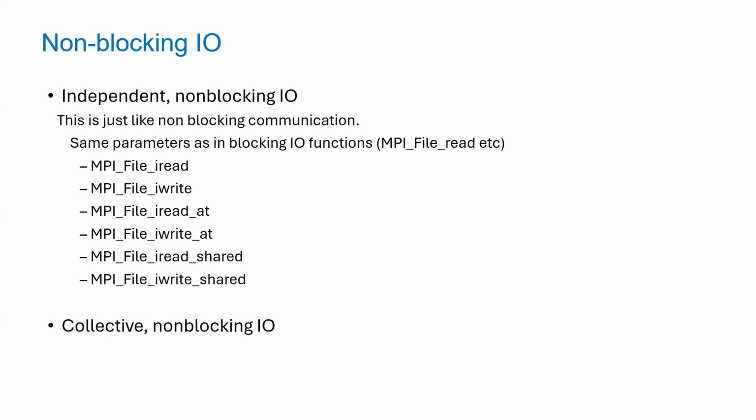And in terms of non-blocking I/O, it also has two groups. One is basically for individual non-blocking I/O. That's what we showed most of today. This is just like non-blocking communications, with the same parameters as in the blocking I/O functions, right? So instead of file read, you have file iread, and instead of write, you have file iwrite, and you have iwrite at and iread at. Additionally, there is iread shared, but we will not talk about it.